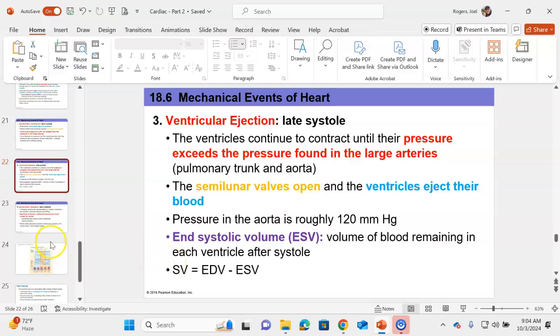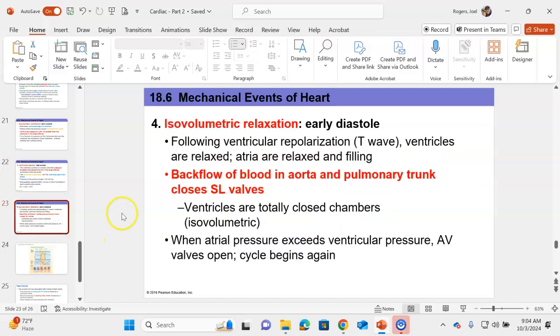All right, so we transition now into phase 4. So ask yourself, what just happened? What just happened in phase 3 was the ventricles ejected their blood. And now, after they've contracted and ejected their blood, they start to relax. So early diastole. Now, phase 4 is called isovolumetric relaxation. All right, so that's what just happened.